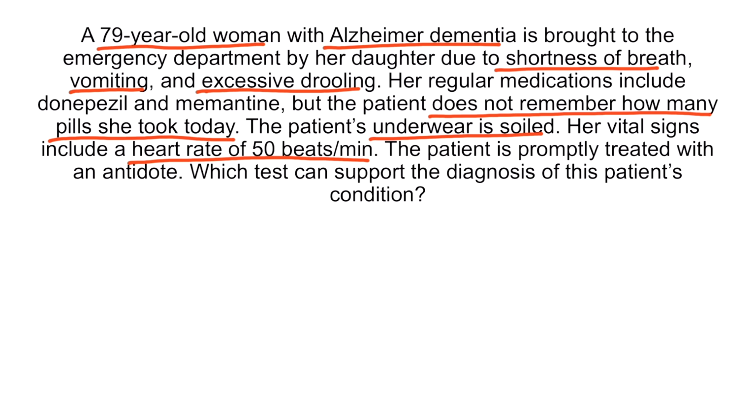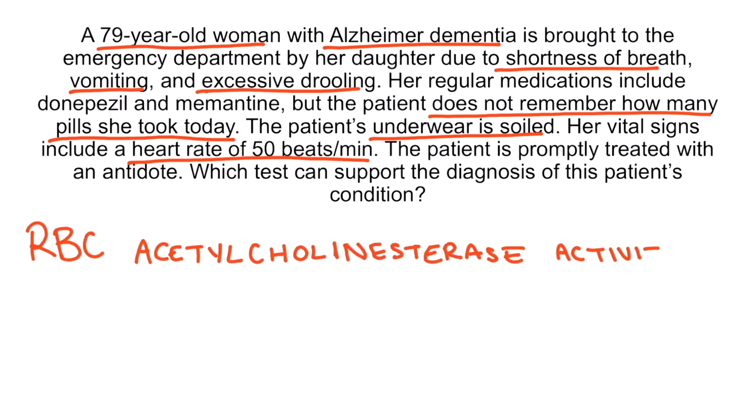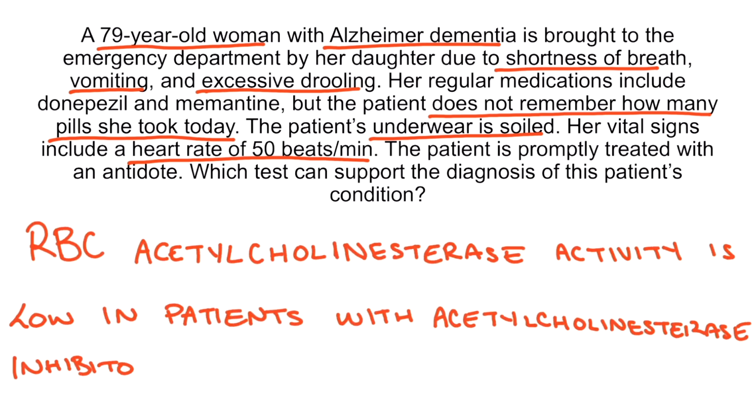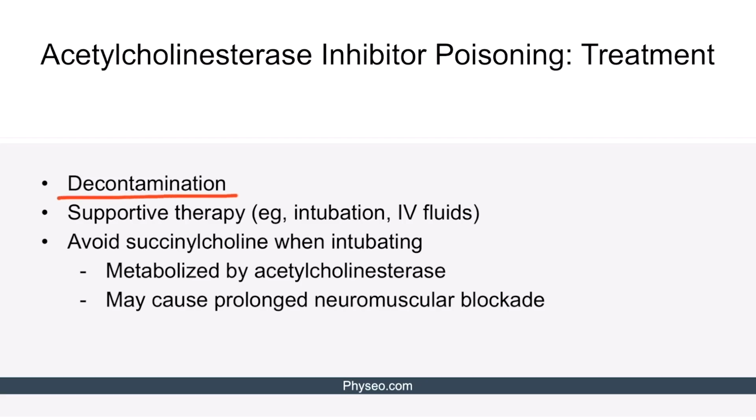Acetylcholinesterase inhibitor poisoning is a clinical diagnosis and does not typically require further diagnostic investigation. However, one can measure RBC acetylcholinesterase activity in order to support the diagnosis of this patient's condition. One of the first steps in treatment is decontamination.